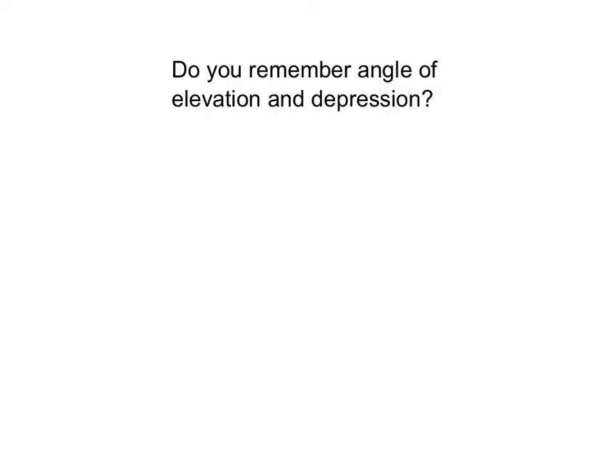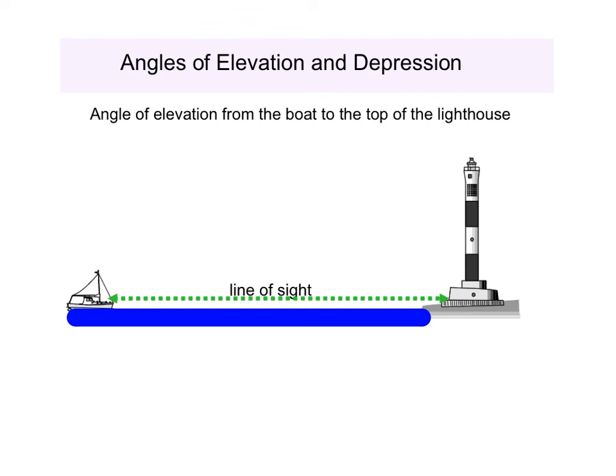Today we're going to talk about word problems involving right triangles. Do you remember what the angle of elevation and depression are? I'm going to remind you. So, if I am in the ship, or boat in this case, I measure the angle of elevation from my line of sight up to this hypotenuse here. This is the angle of elevation.